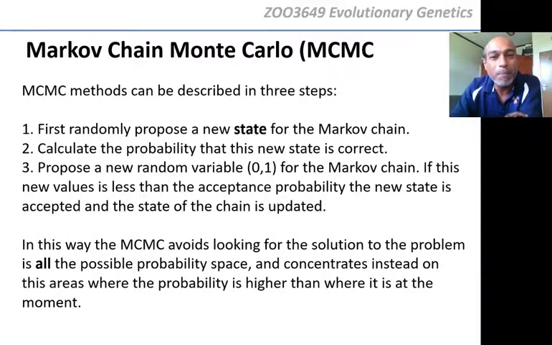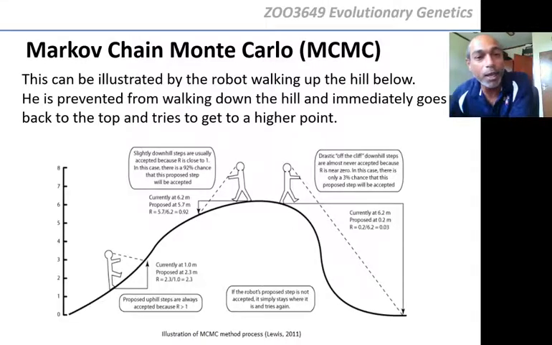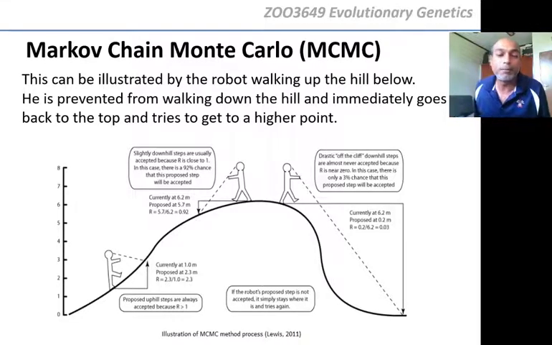But remember, he only goes up. He's only looking for likelihoods that are high. If the likelihood is low for a state, he doesn't move. All right? So that way, he avoids looking everywhere for the maximum likelihood. He only looks in the places where it's most likely to be found, in other words, in the places where the likelihood is going up. Okay? And let's have a look at this in a picture.